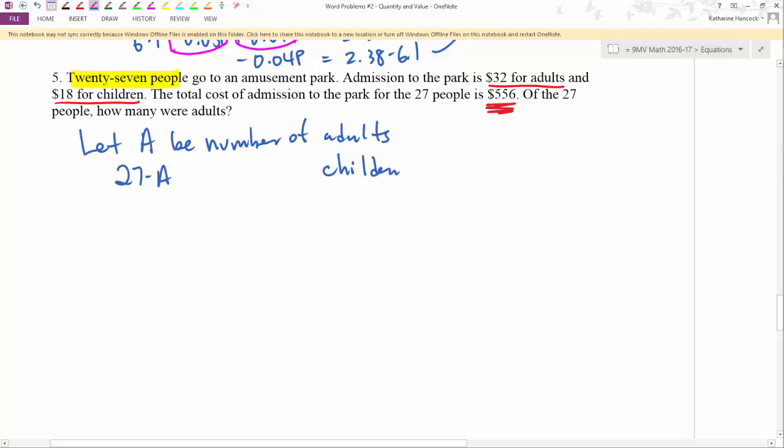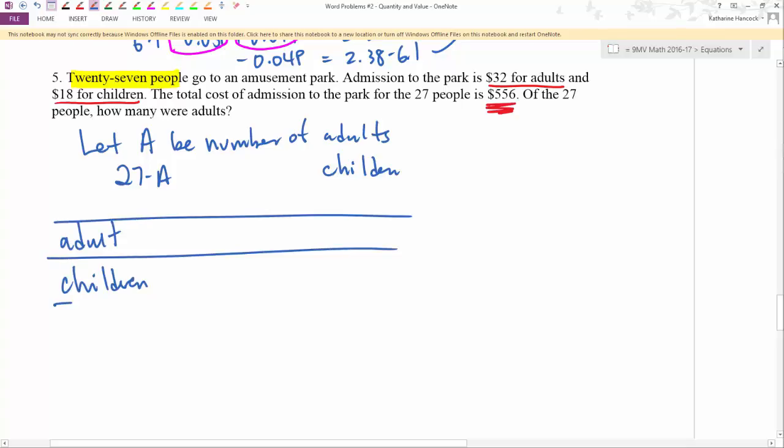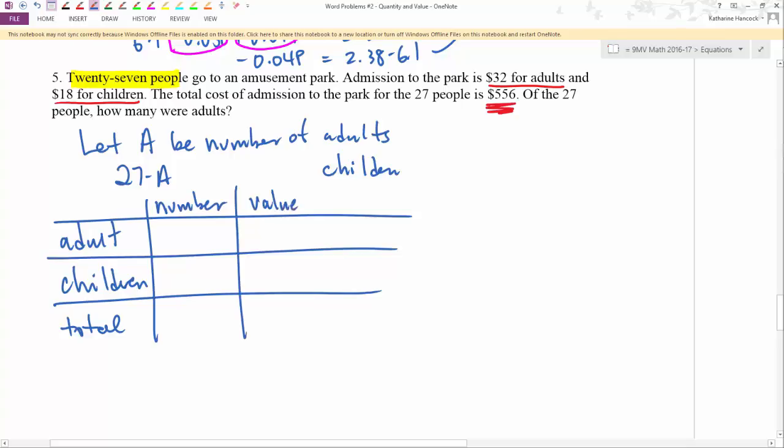I'm going to make a table. Starting to get a little repetitive. Adults, children, and the bottom line is going to be total. I'm going to be looking at the number of them, how much it costs, or the value of them, and then the total. And I'm going to fill it in. A adults, 27 minus A children. Total cost for everything here was $556. What else? $32 for an adult to go, $18 for a kid to go.